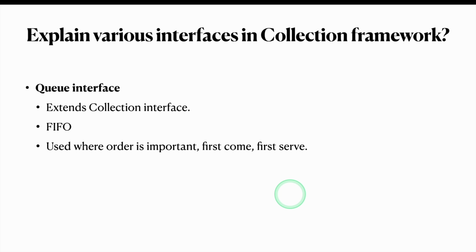Fourth one is the Queue interface. Queue is basic. It also extends from the Collection interface. Queue has the basic functionality of first in first out. Like you are building a restaurant application wherein you want to serve the customers on a first come first serve basis. You can use a queue there. PriorityQueue implements this interface.